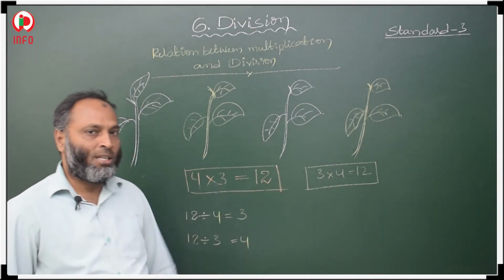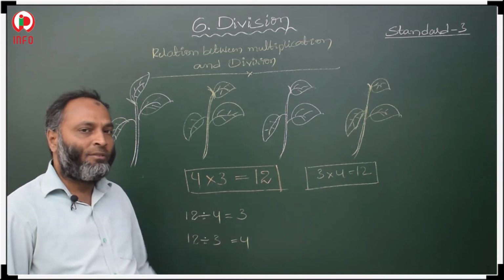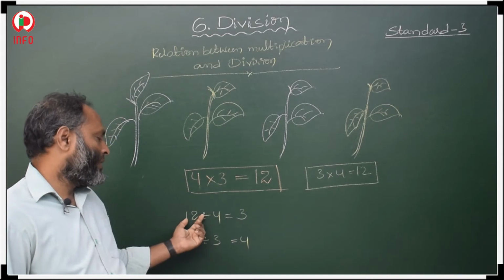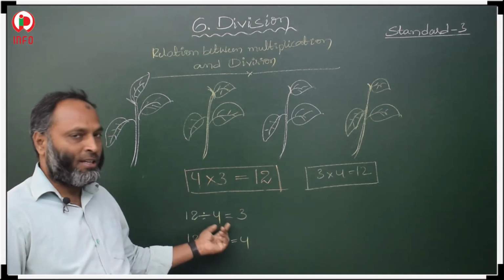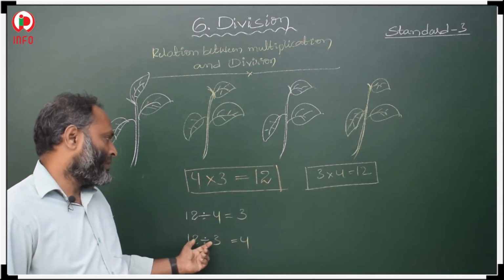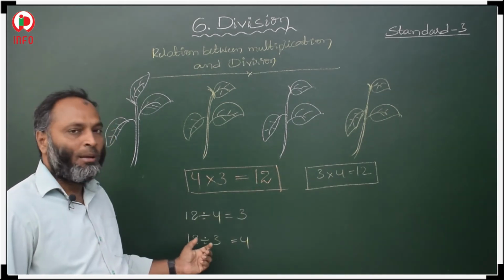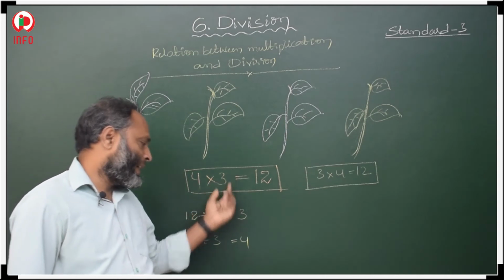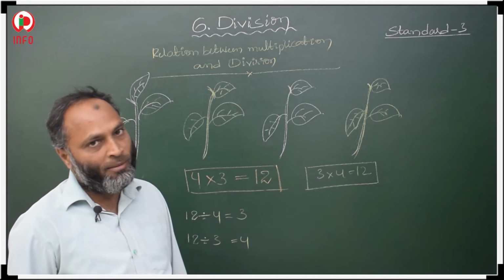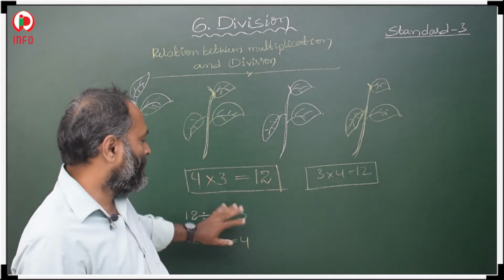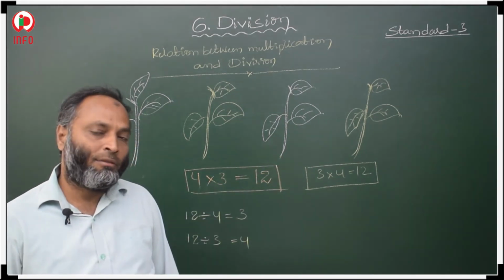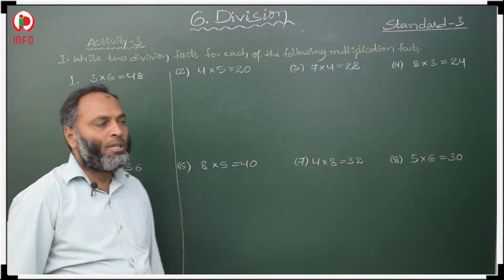These two are the multiplication facts, and what is the division fact? The total 12 divided by the first factor gives the second factor as your quotient. The total, which means the product, divided by the second factor gives the first factor as your quotient. You should remember these two division facts and these two multiplication facts. Okay, students.